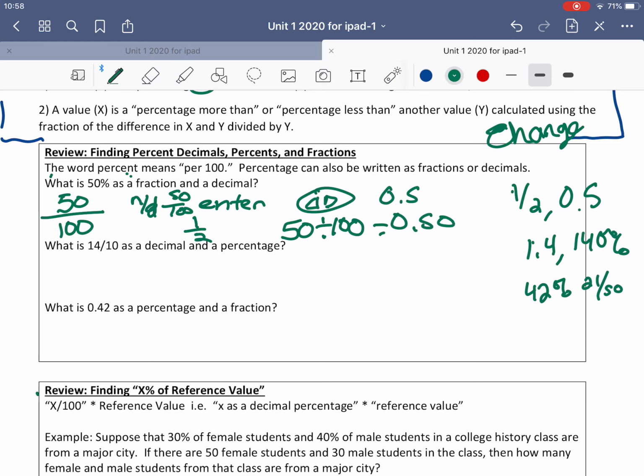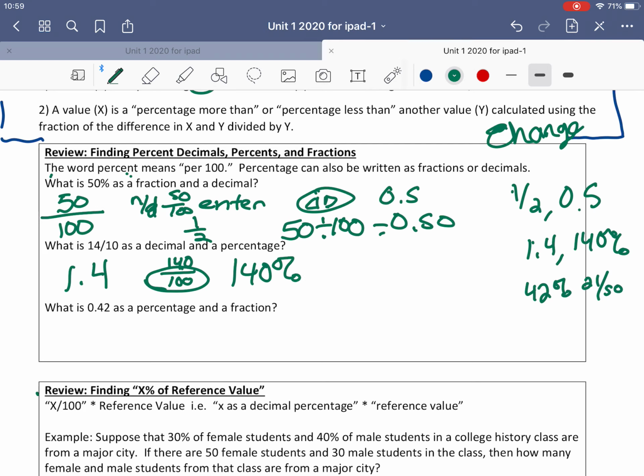So I can actually take the 50, divide it by 100, and get 0.5 or 0.50, whichever one makes you more comfortable. All right, how do I get 14/10 as a decimal? That's the easiest one here because I divide it. 14 divided by 10 is 1.4. How do I get it as a percentage? There's a few ways to do this. I can change 14/10 to 140 over 100 using fraction rules. And then the percentage replaces this per 100 part, and I have 140.